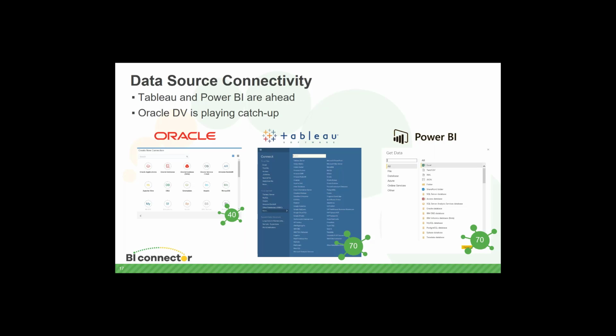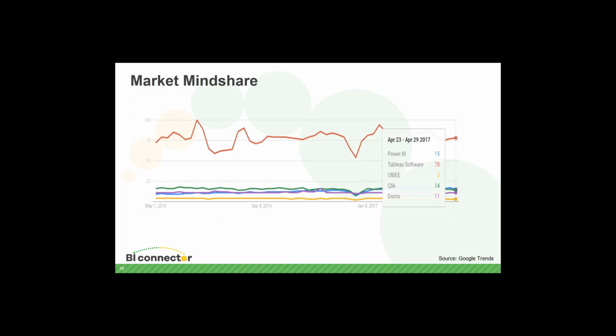Market mindshare. This is an important factor when you consider the various tools. Here is a chart that shows the Google trend for the popular data visualization tools. As you can see, Tableau has a much larger mindshare compared to the other options. Power BI comes in second, around 15. This is for the last 1 year. And you can see the other players in the market.